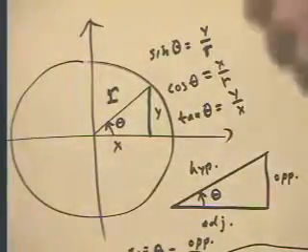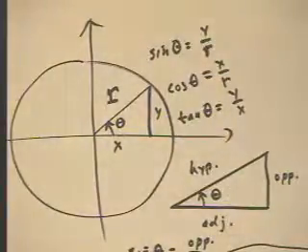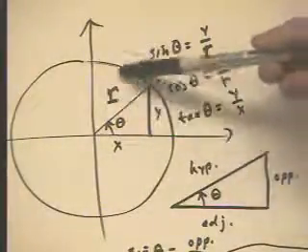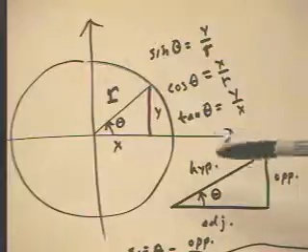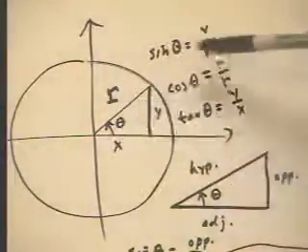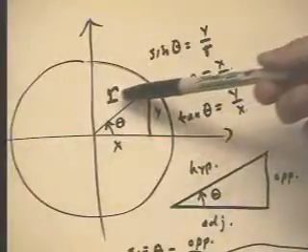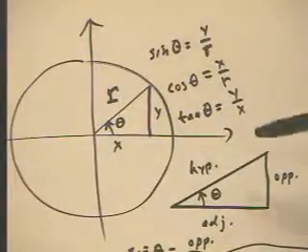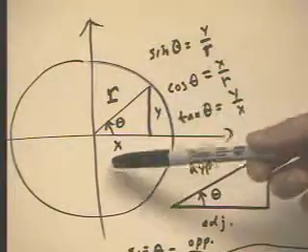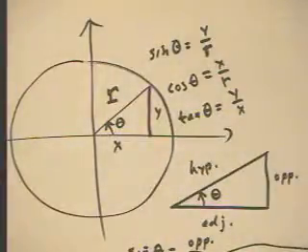Recalling the definitions of the sine and cosine of an angle on a unit circle, or a circle of radius r in this case. On a circle of radius r, the sine of theta is y over r, and the cosine is x over the radius. We define the tangent to be y over x, the opposite over the adjacent from this angle.